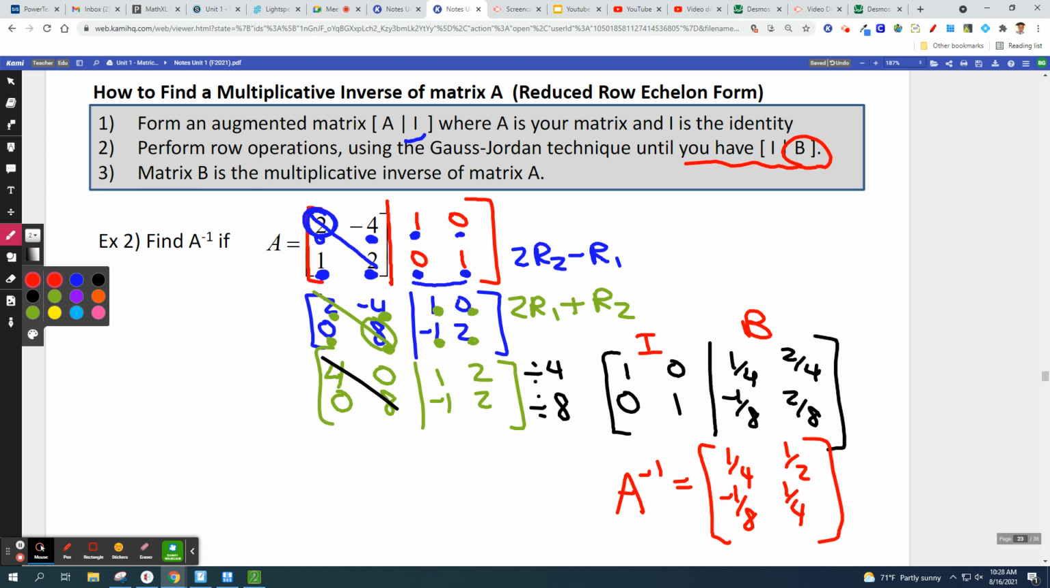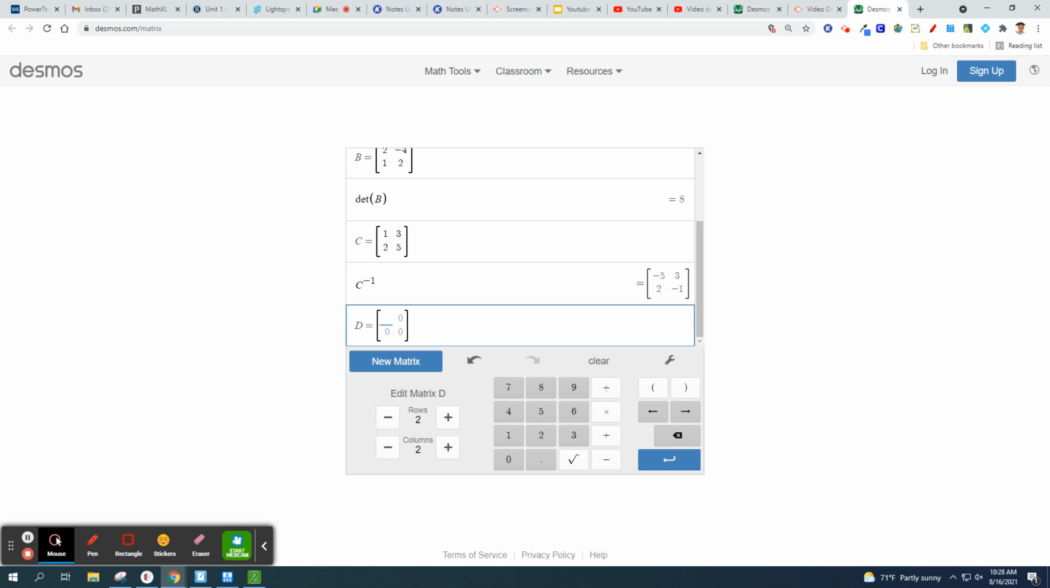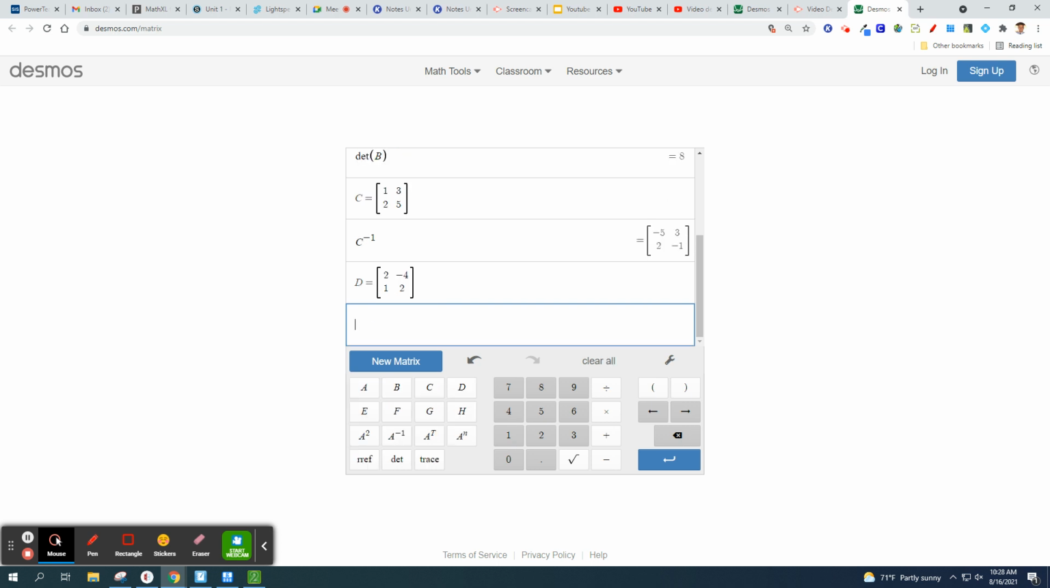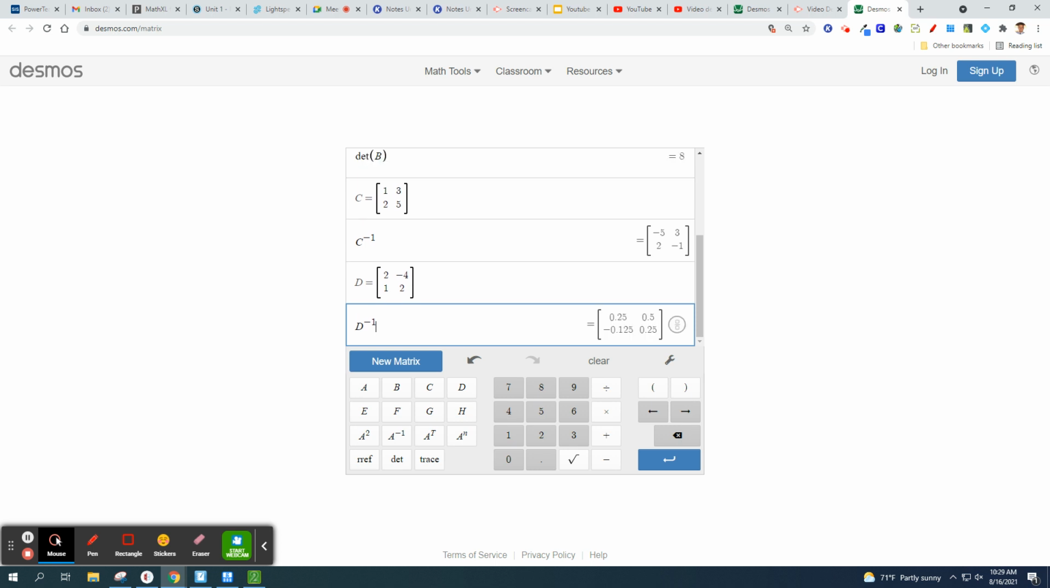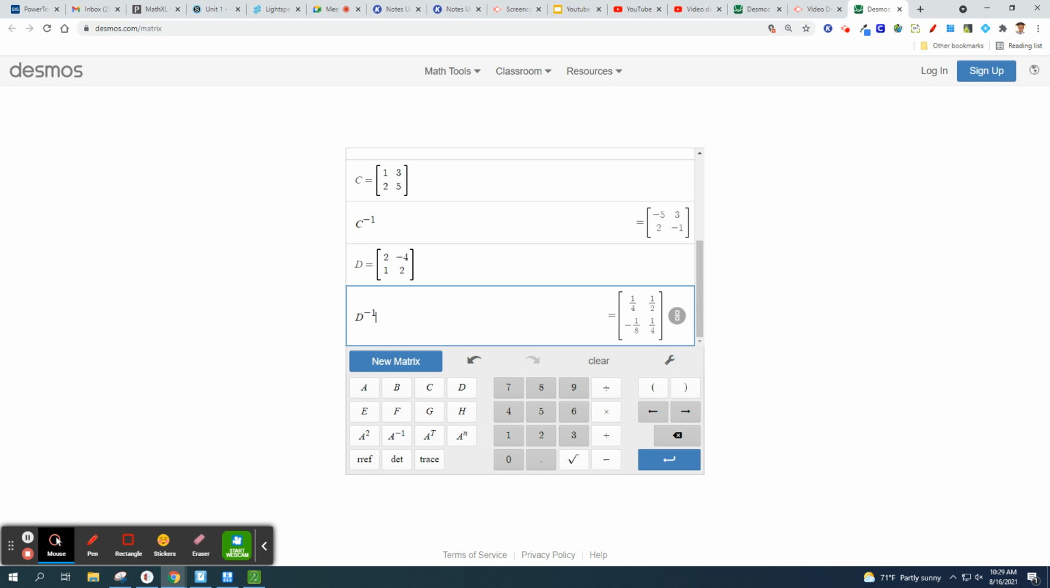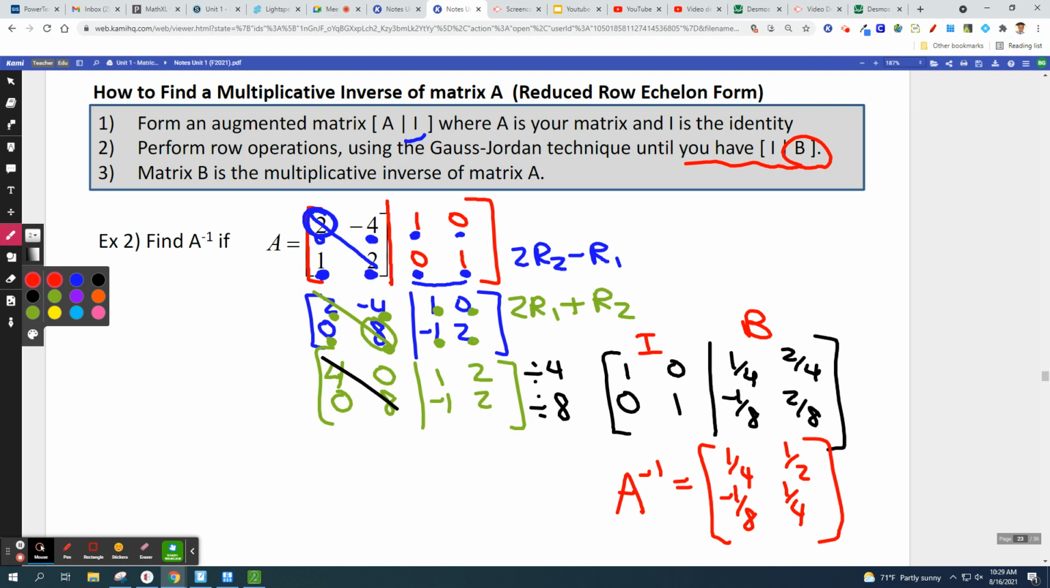Now, of course, you could always check on a calculator. 2, -4, 1, 2. I want to do the inverse. Okay. Ooh, look over here on the right. There's a button that looks like it's going to change to fractions for me. Yeah, interesting. I can go back and forth by hitting that button. Fractions. 1/4, 1/2, -1/8, 1/4. Boom, got it. Okay, so that's pretty cool. I can do it by hand using Gauss-Jordan. Obviously, you can do it by calculator. Got it.